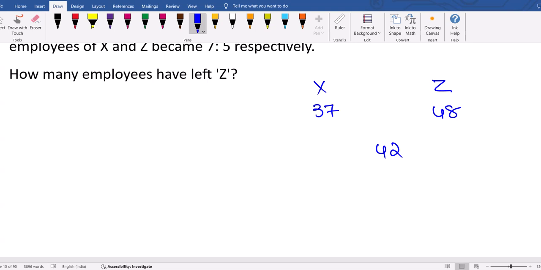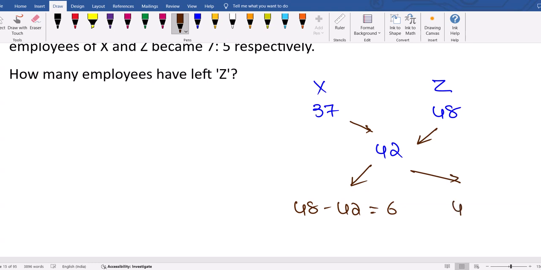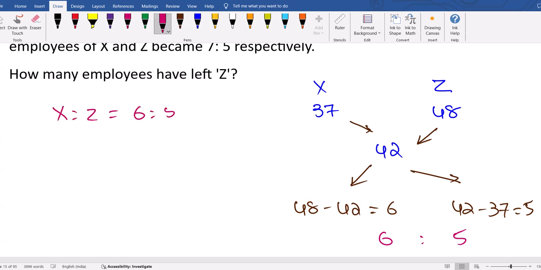See, mixing some people with 37, some people with 48, a combined 42 is possible. Mixing is in the middle. Now, mixtures and allegation concept: take the difference, put it on the opposite side. 6 here, take the difference, put it on the opposite side. How much is this? 5. Means, guys, listen, this indicates X and Z are 6:5 initially. The number of employees in X division and Z division is 6:5.